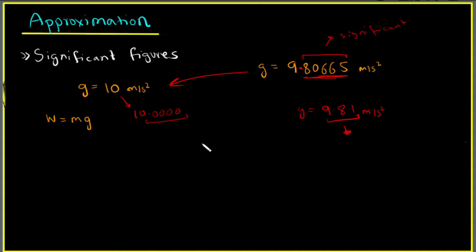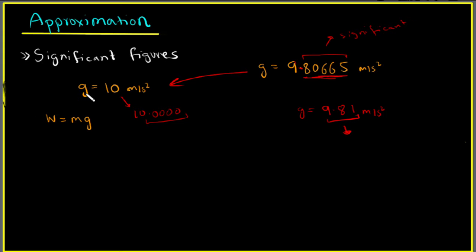Okay, so now that you understand the importance of significant figures, it is time to work some problems so that you know how to reduce values to the required significant figures. For example, this is a one significant figure value, and this is a 1, 2, 3, 4, 5, 6 significant figure value.